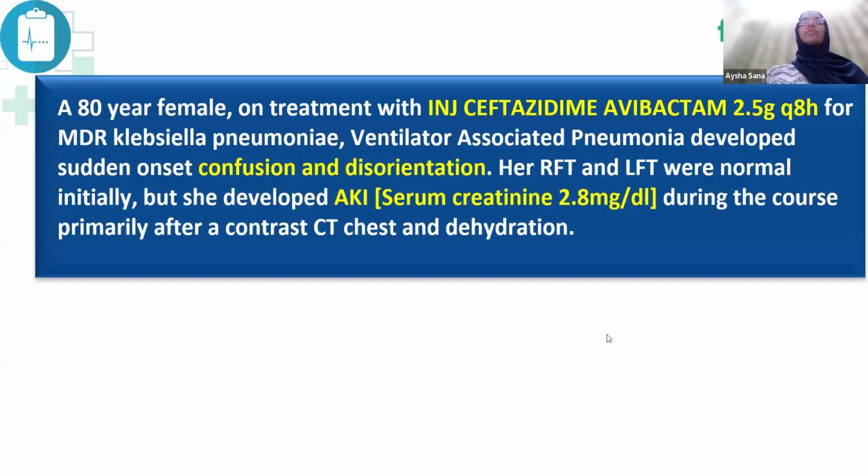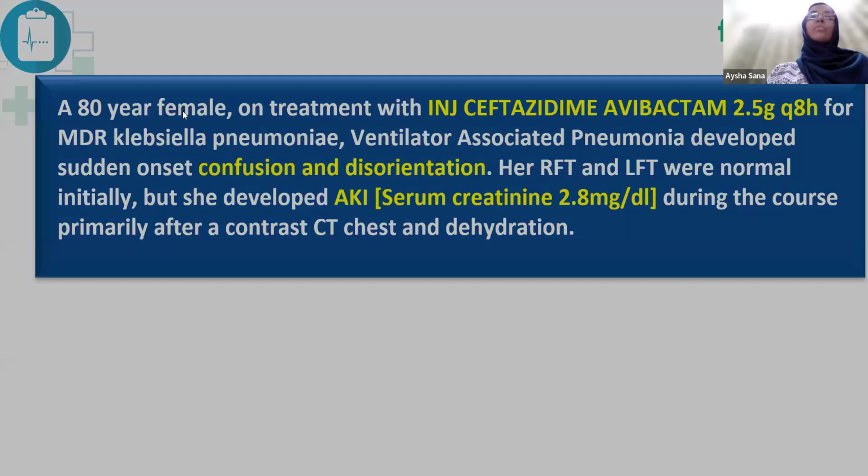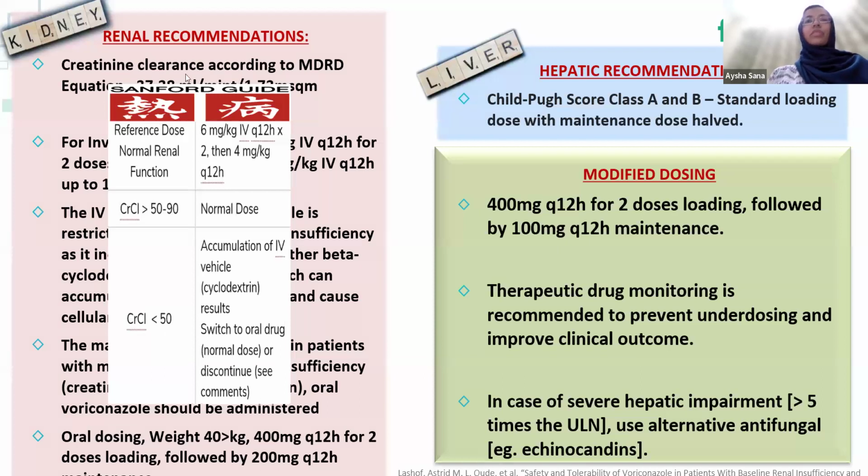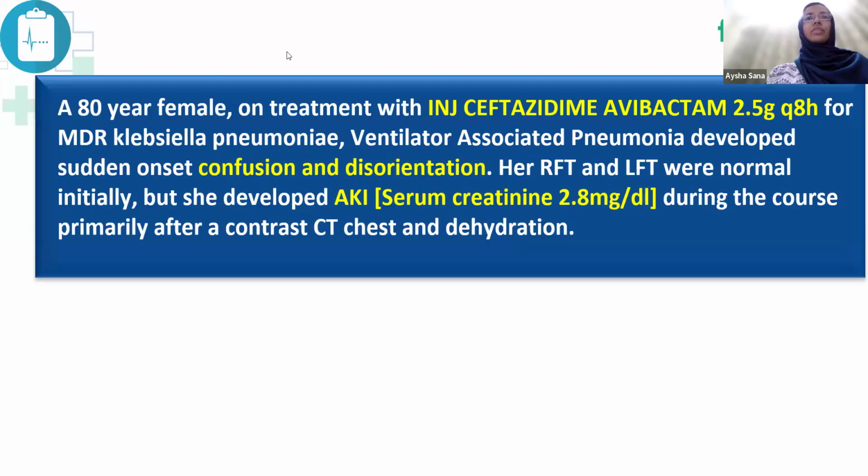So that was a case to understand the concept of hepatic as well as renal dose modification in patients. Next, we'll look into the third case for today. We have an 80-year-old female on treatment with ceftazidime and avibactam 2.5 gram 8th hourly for MDR Klebsiella ventilator-associated pneumonia, and the patient developed sudden onset confusion and disorientation.